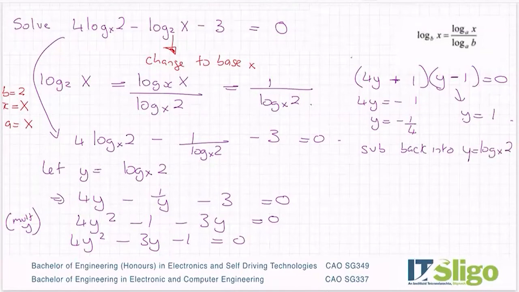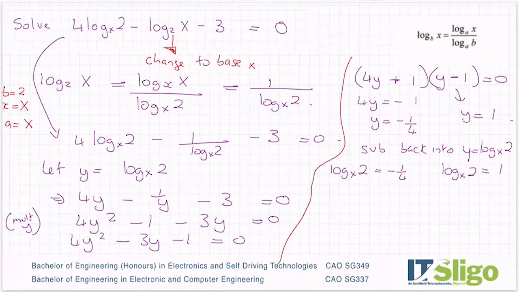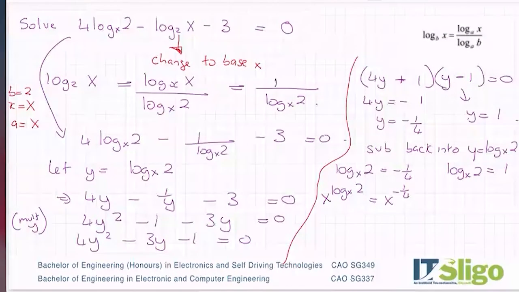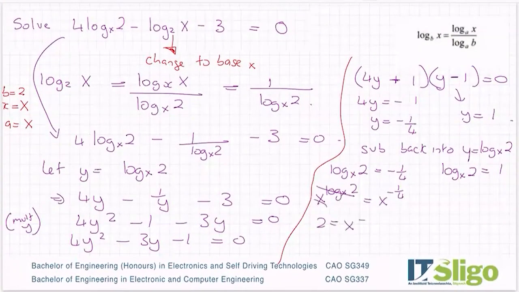Okay, and what do we get? Well, I get log to the base x of 2 is equal to minus a quarter, and I get log to the base x of 2 being equal to 1. So just like before, I'm going to raise everything to the base number. So x to the log x of 2 is equal to x to the minus a quarter. So I get 2 being equal to x to the power of minus a quarter.